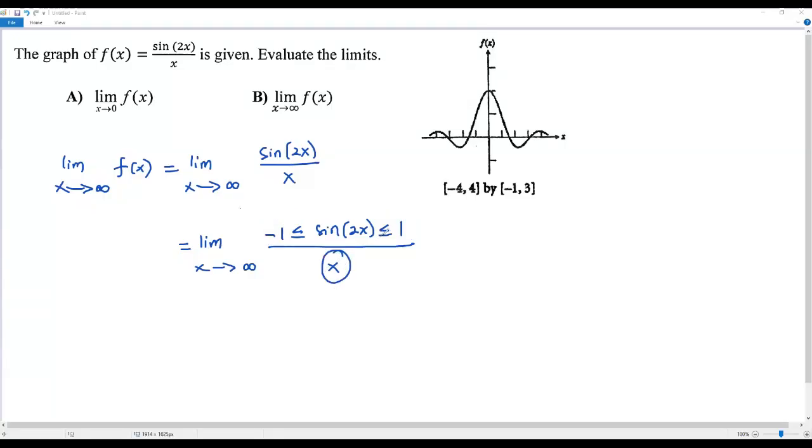So what is the value of the fraction? Clearly the value of the fraction is 0, because whenever I divide a finite value, from -1 to +1, by a very large positive value, the value of this fraction will approach 0. So the evaluation of the limit in part B is equal to 0.